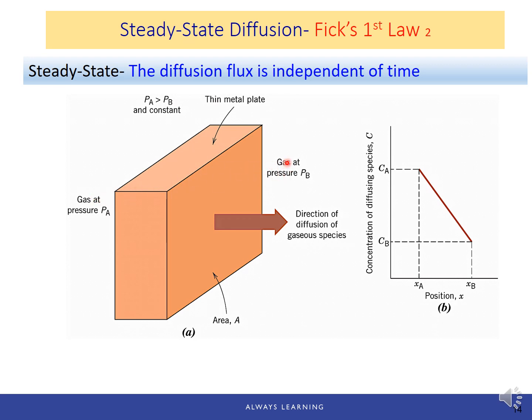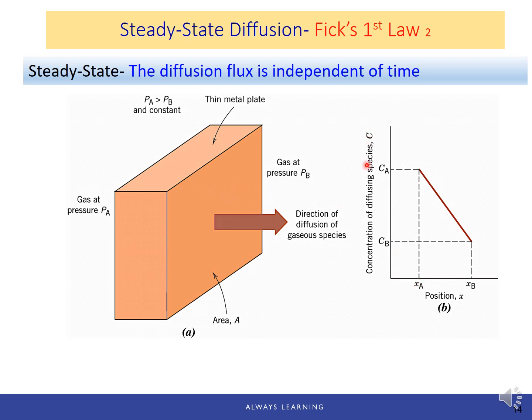This diffusion process eventually reaches a stage wherein the diffusion flux does not change with time. This means the mass of diffusing species entering the plate on the high pressure side, PA is higher than PB by the way, equals the mass exiting from the low pressure surface. So there is no net accumulation of diffusing species in the plate. Again, this is an example of steady-state diffusion.